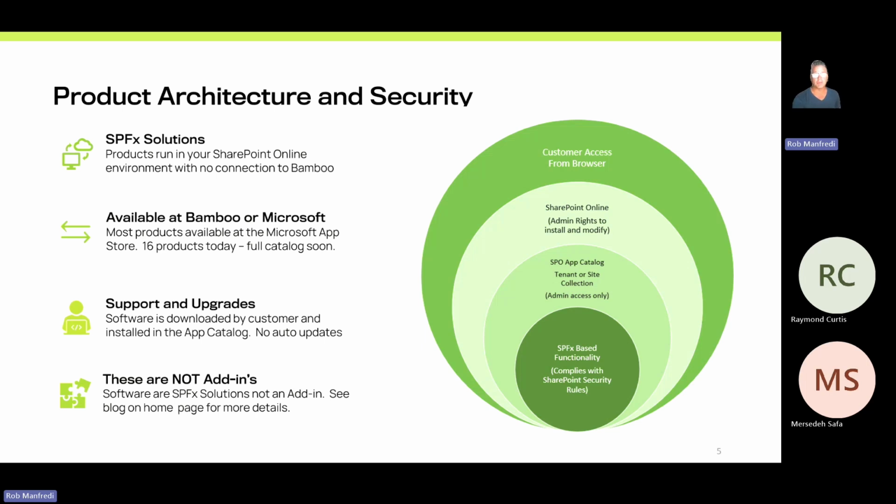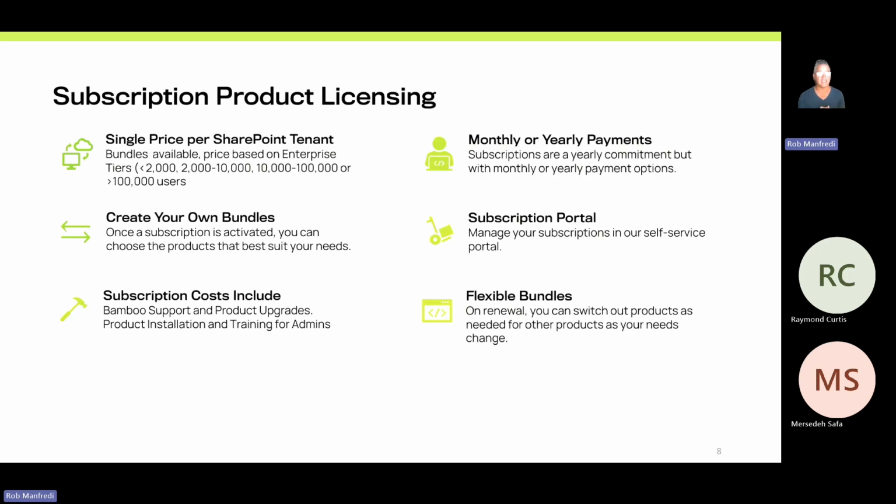It is one price subscriptions for your tenant, and it does include support, training, upgrades, and the like. So we have a single price per SharePoint tenant. It's broken down into tiers. We have a special small business tier if you're a corporation under 100 employees or not-for-profit under 300. If not, you would be tier 1 if you're under 2,000 employees, tier 2 between 2,000 and 10,000, up to 100,000, and then over 100,000. And we've got lots of customers in every tier here.